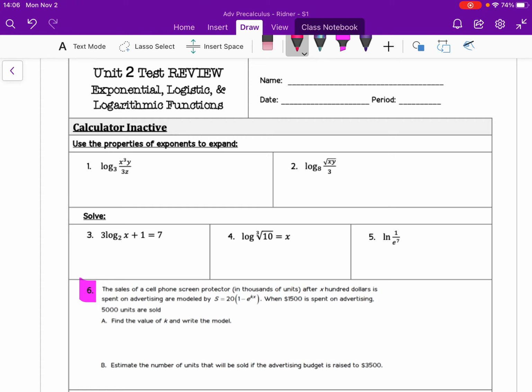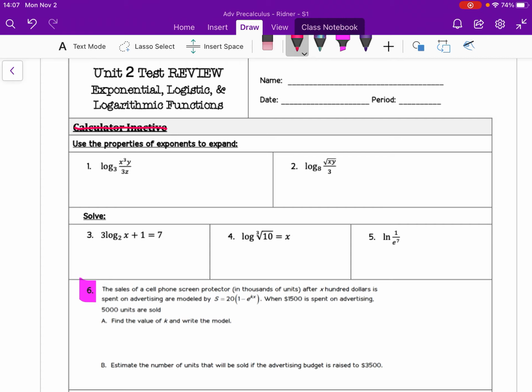So using property, also usually if we were in person, there would be a calculator inactive and a calculator active. However, we're not in person, so you don't really have to stress over, oh my goodness, there's part of it where I don't get to use it, okay?